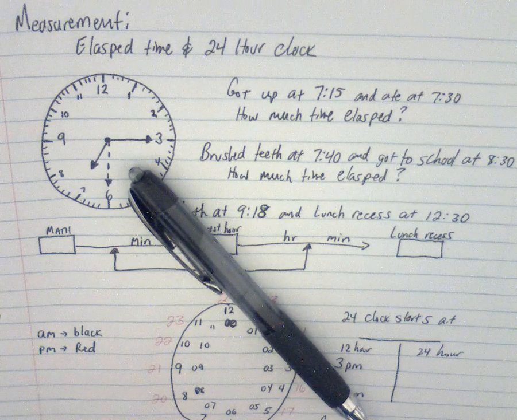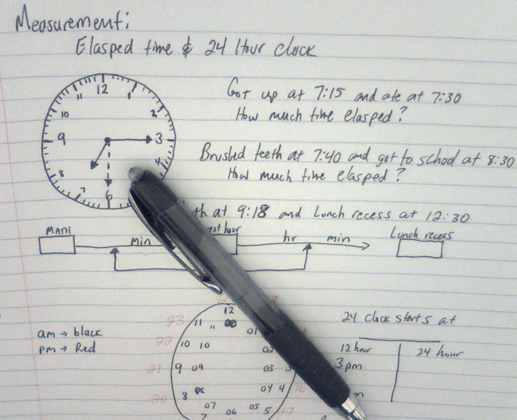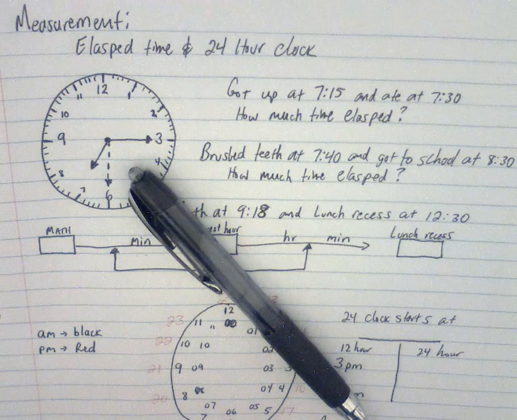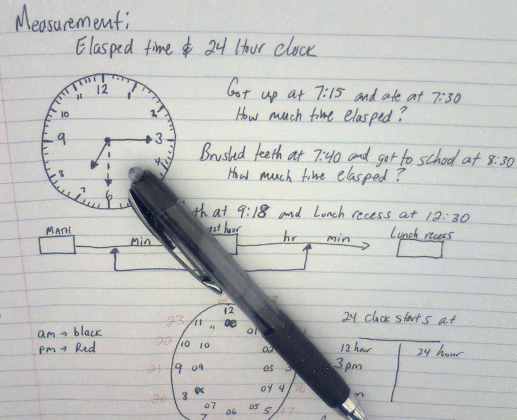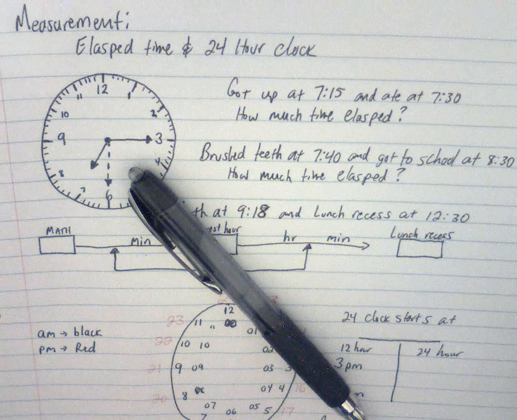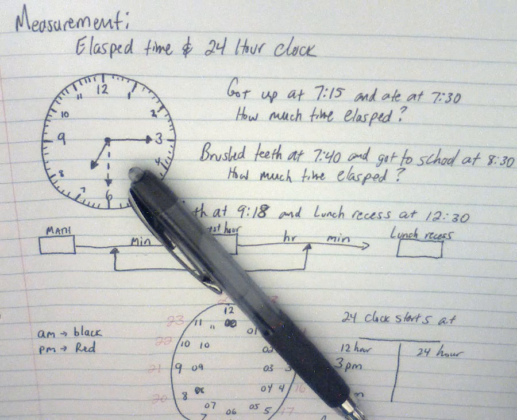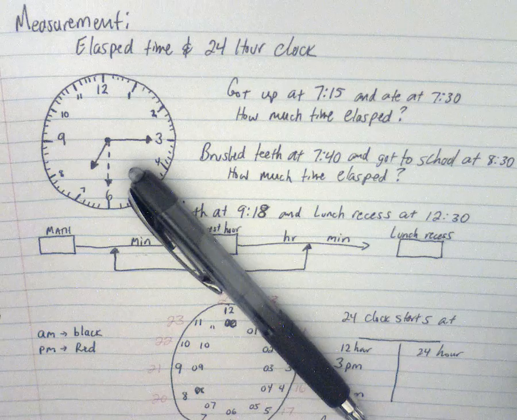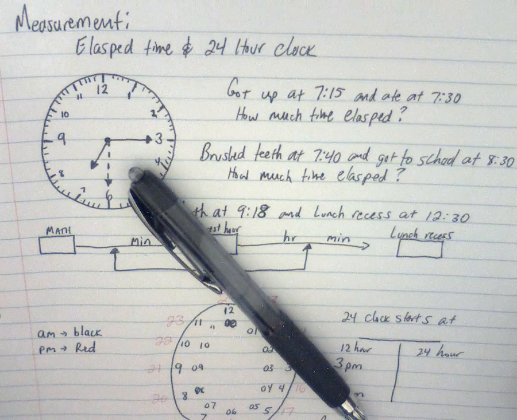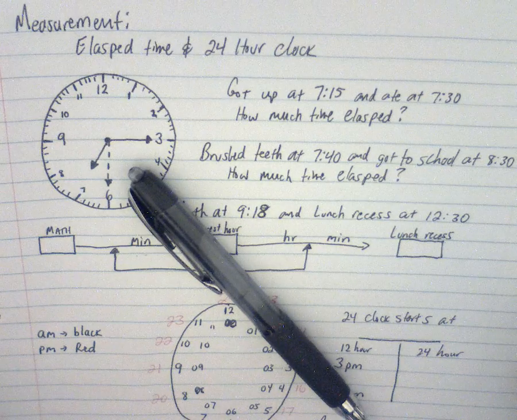We're moving into a new unit today. What we're going to be looking at is measurement. We're going to look at a thing called elapsed time, which means how much time has passed between two certain points, and the 24-hour clock, which is used in the military, and airports like to use it. So we're going to take a look at those two things specifically.